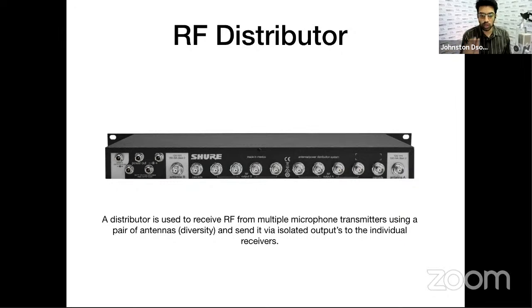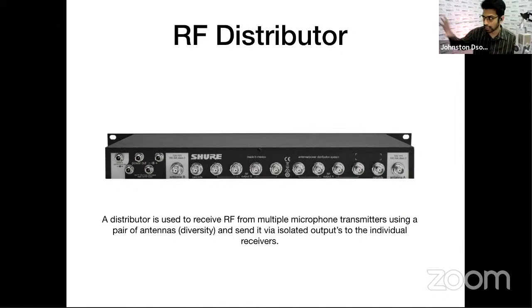It will pick up all the RF from these 4 microphones, and then it will have shielded, isolated outputs. Each output will go to a particular receiver. So the output of mic number 1 will go to receiver number 1, 2 will go to receiver number 2, and so on and so forth. It is basically taking all the RF and distributing it into multiple receivers. Is that clear?